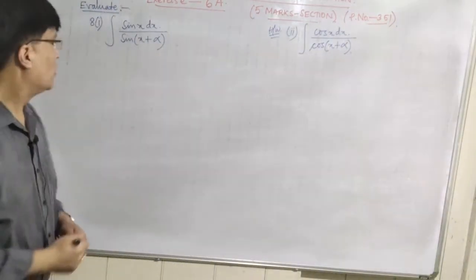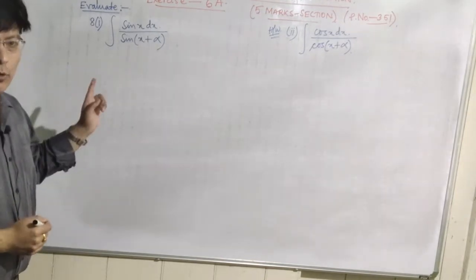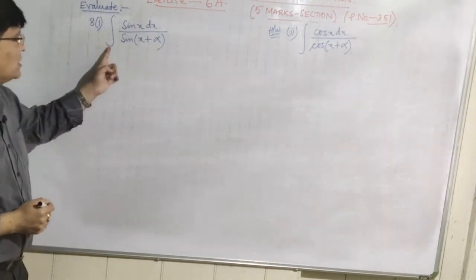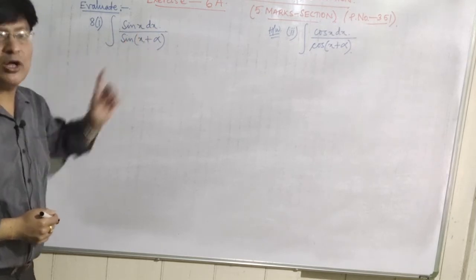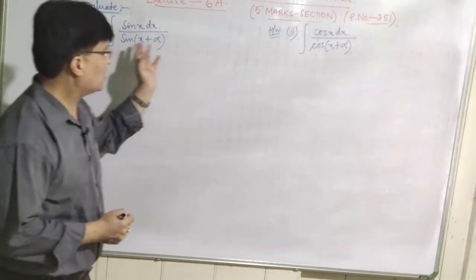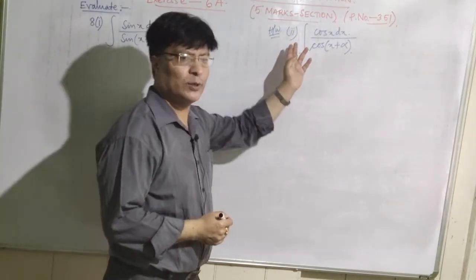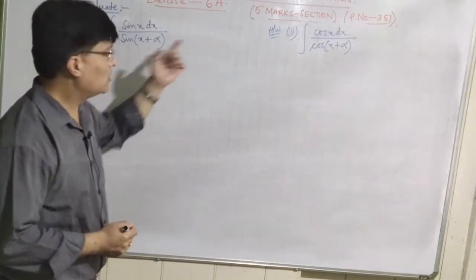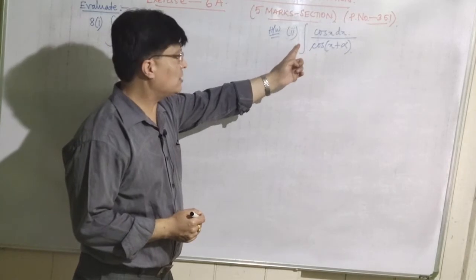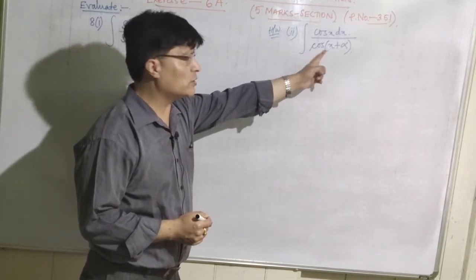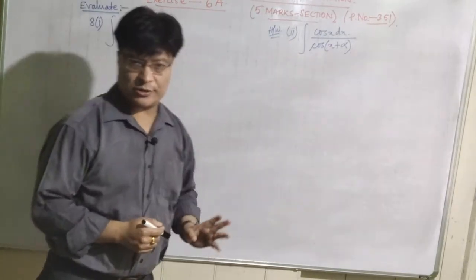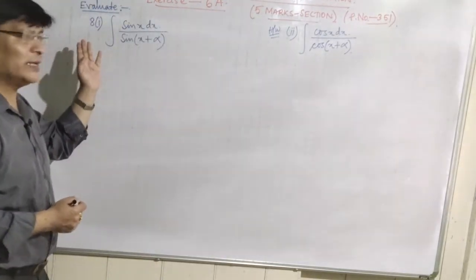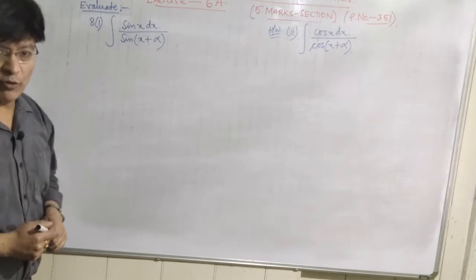So now we'll do the next question, that is 8 number 1. The question is integral sine x dx divided by sine of x plus alpha. So there is a similar type of question, that is number 2. Number 2 will be a homework. We will do number 1. So this number 2 will be a homework, that is integral cos x dx divided by cos of x plus alpha. So instead of sine out there, it is cos, right? So we'll do number 1 here, and this number 2 will be our homework.